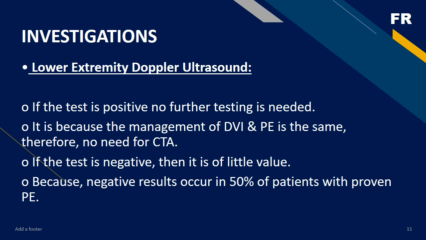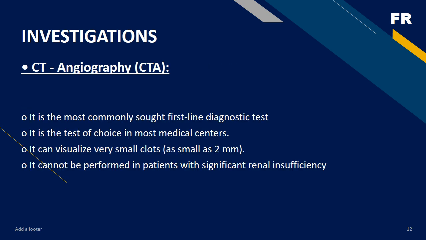Negative results occur in 50% of patients with proven pulmonary embolism, so a negative result will not rule out pulmonary embolism. CT angiography is the most commonly sought first-line diagnostic test, and it is the test of choice in most medical centers. It can visualize very small clots, as small as 2 millimeters. It cannot be performed in patients with significant renal insufficiency because it requires IV contrast.